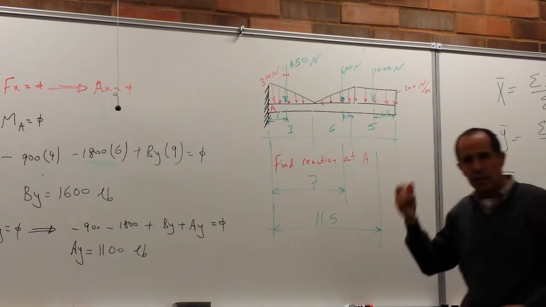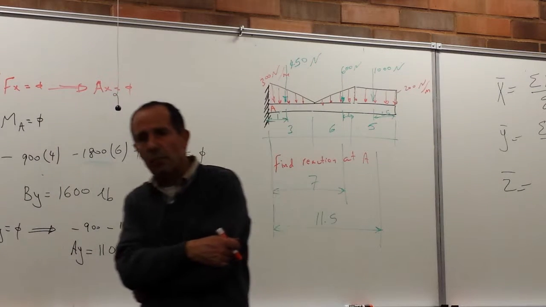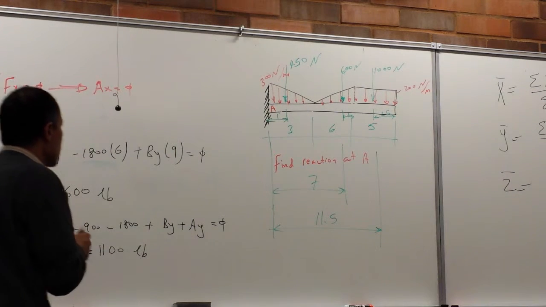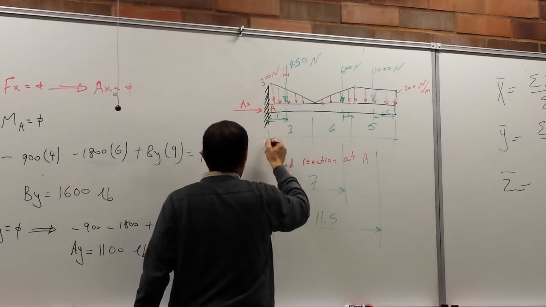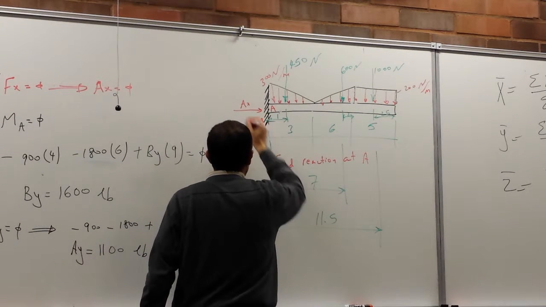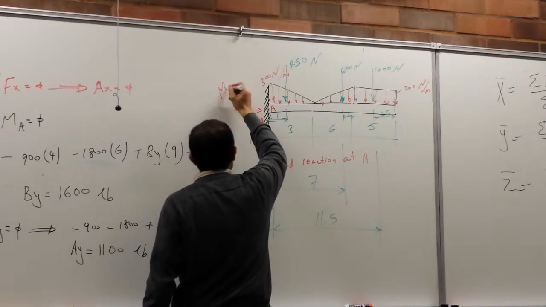Now, what else should I show on this free body diagram? Reaction at A. The reactions here, I have AX, I have AY, and I have this moment. Correct?